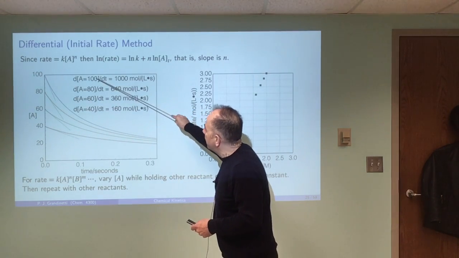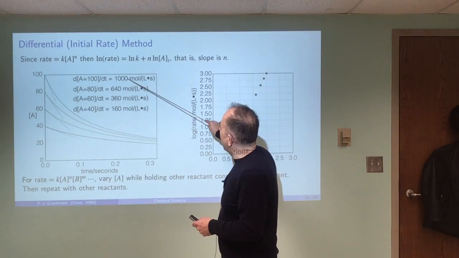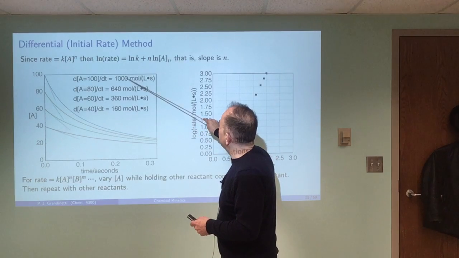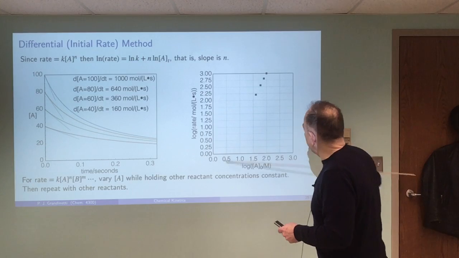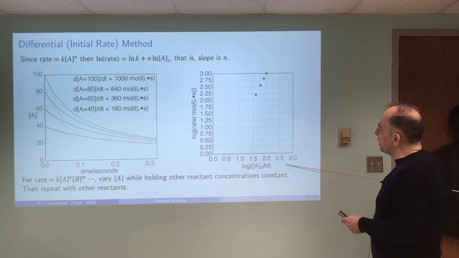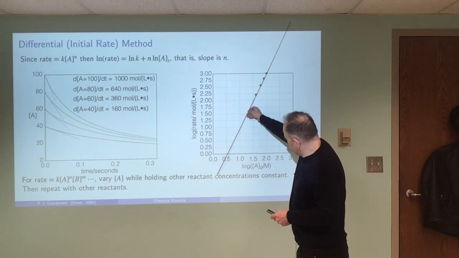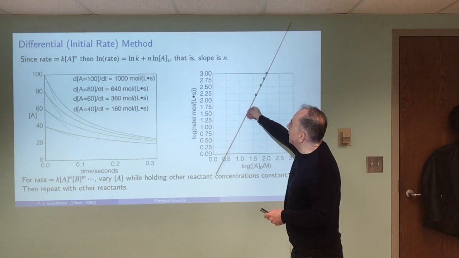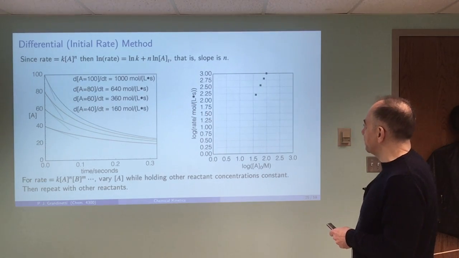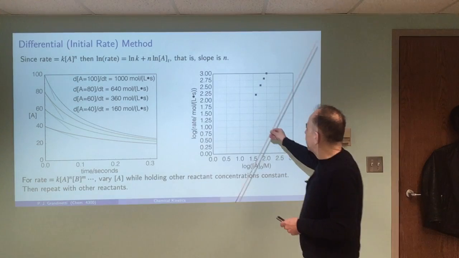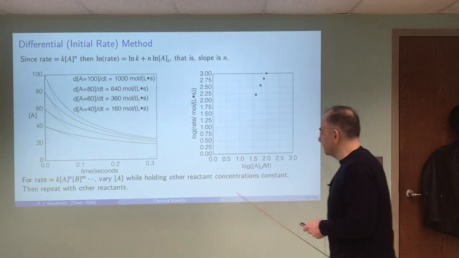So now I have, for these initial concentrations, the initial rate. So if I plot the log of the rate versus the log of the concentration, then I'll get a line here, and the slope of this line is going to give me the n value for that reaction. Okay, so in this case, this was a second order case, so this has a slope of 2.